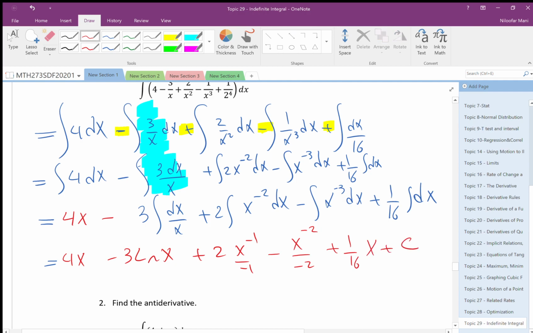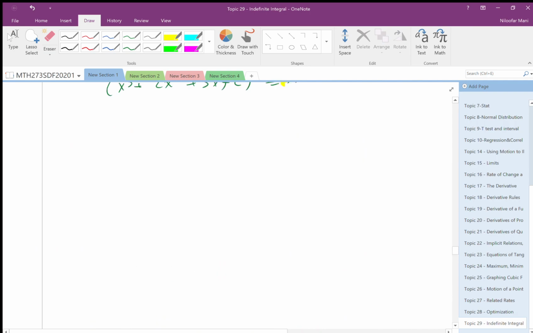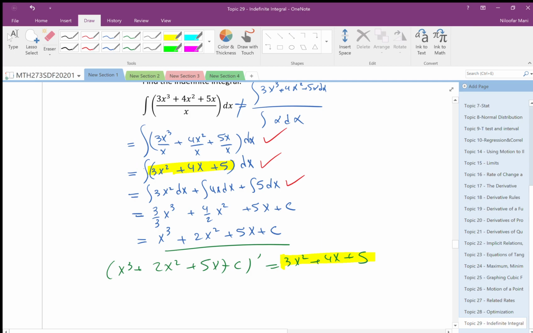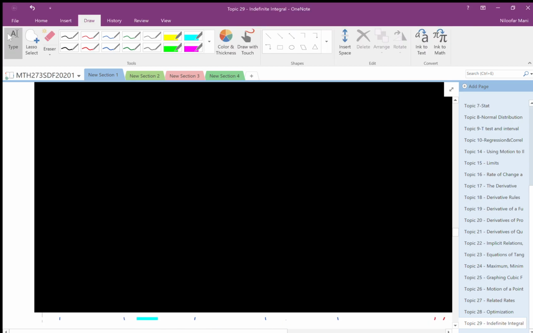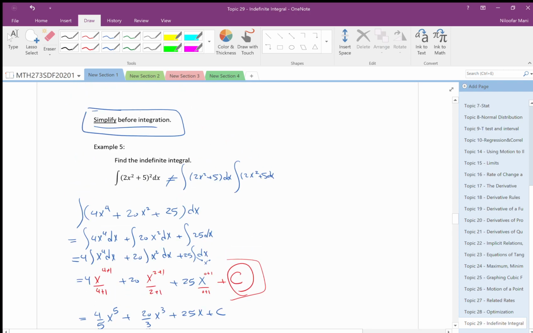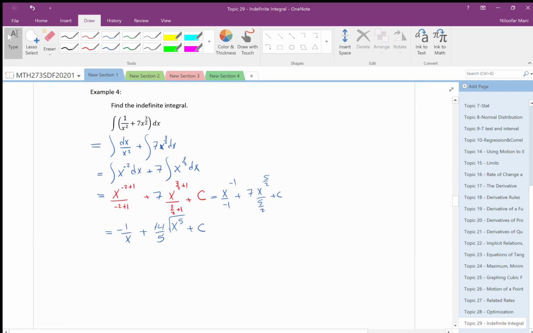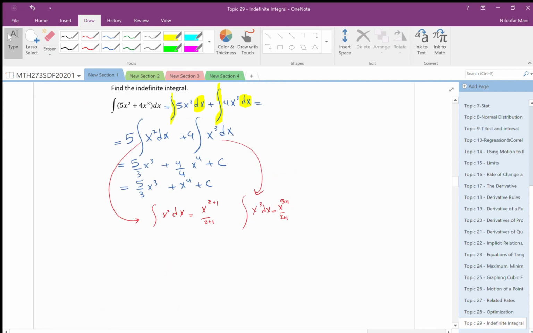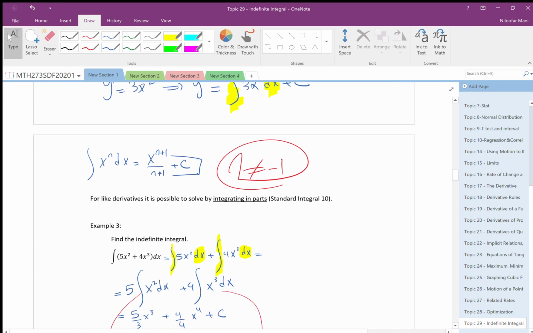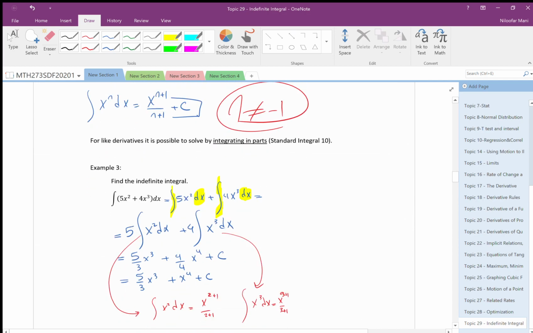Another point: I don't need to have C1, C2, C3. I don't need to have C for each one. Look at this, here I have several. I don't need to have C1, C2 for each integral, because all the c's can be just one c. So you can add one c at the end.